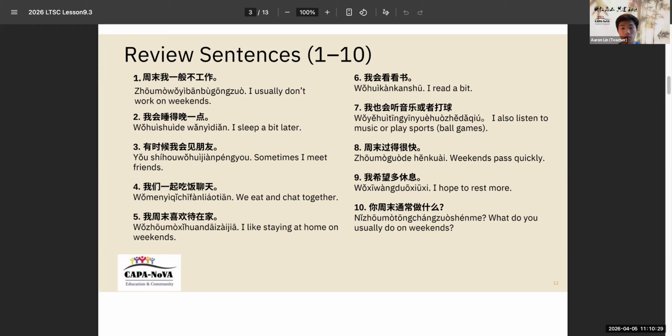Number six, 我周末会看看书. This means I will read books or I read a bit. 我会，看看书。 Number seven, 我也会听音乐或者打球. This means I also listen to music or play sports. 我也会，听音乐，或者打球。 Number eight, 周末过得很快, meaning weekends pass really quickly.